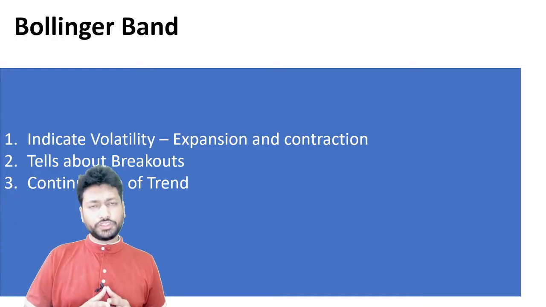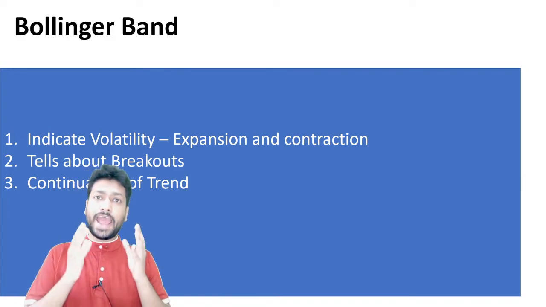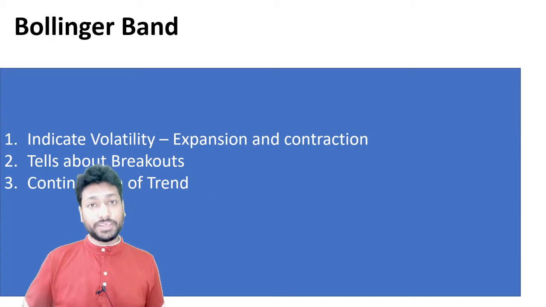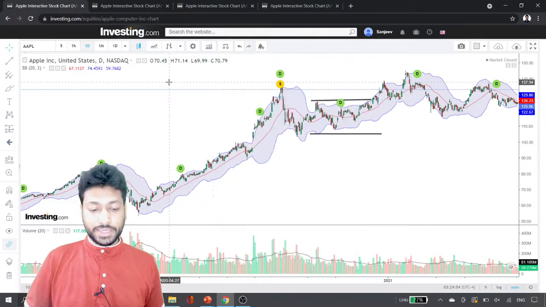So friends, Bollinger Bands are a very important concept to understand the volatility in the market. They are helpful to identify three important items. First one is volatility, that is expansion and contraction of the price. If you see, I have inserted a Bollinger Band chart from the indicators here.